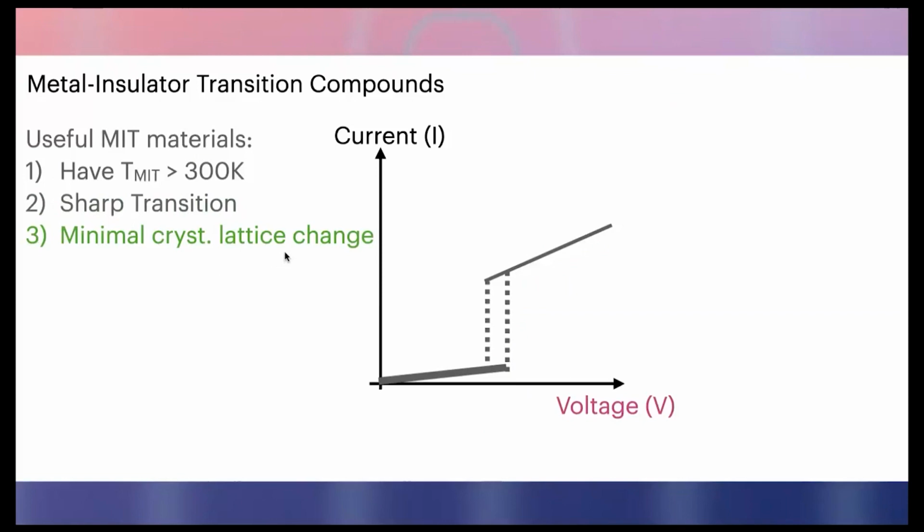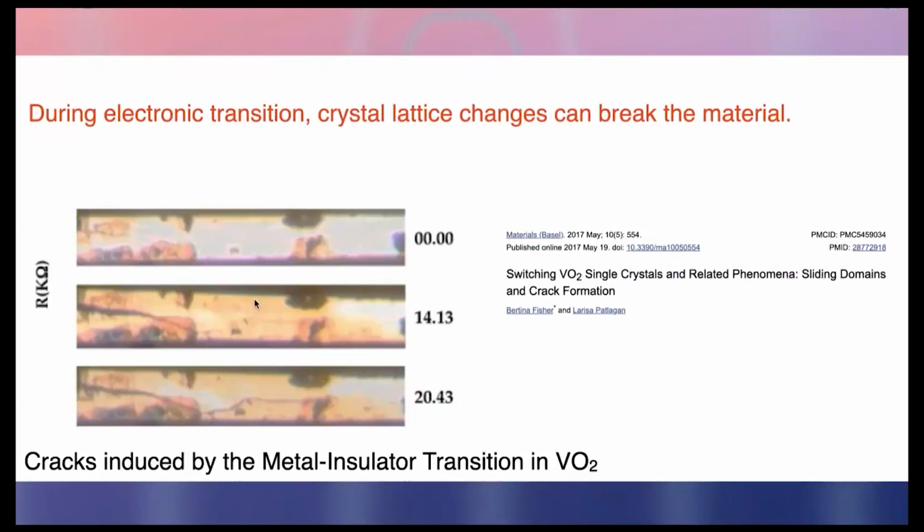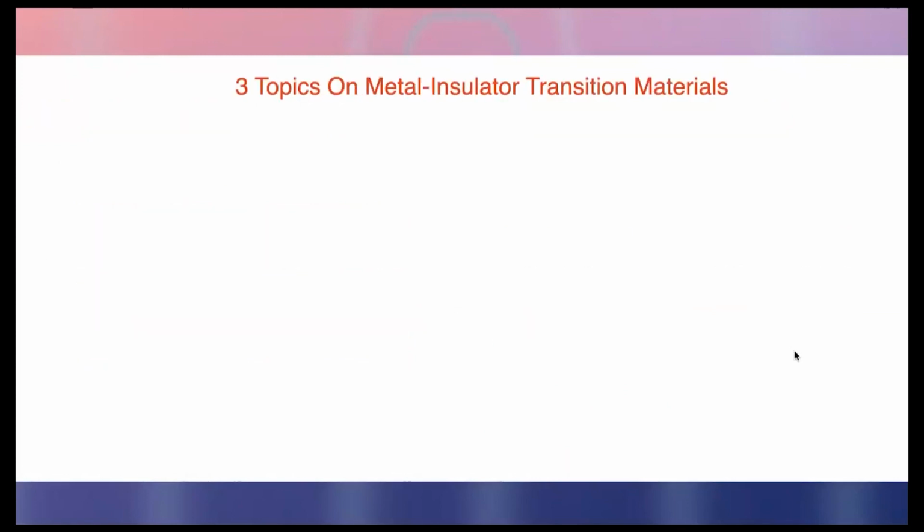And that's for 2 reasons. One is it's faster to move electrons than ions, and two, you don't want the material to break. So VO2, bulk material can actually break as you push it through the transition. If you make a thin film, though, that often is kind of avoided.